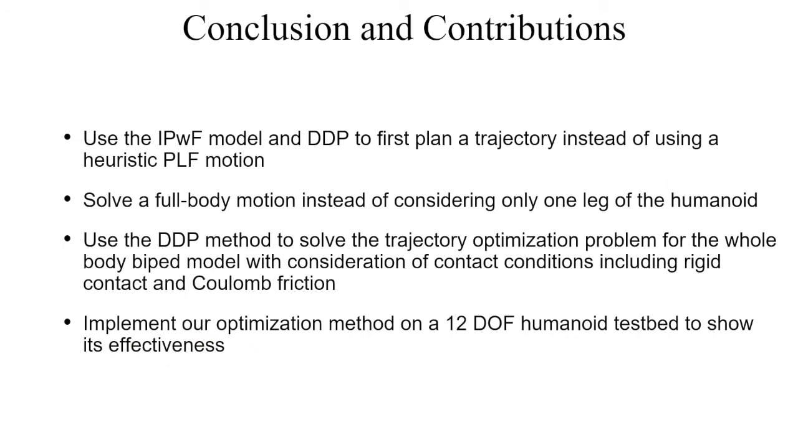Conclusion and contributions. So in our paper, we used the IPWF model with DDP to first plan a trajectory instead of using a heuristic parachute landing motion. We also solve a full body motion instead of considering only one leg of the humanoid, like the previous paper. When we solve the whole body motion, we consider the contact constraint and the Coulomb friction constraint. Finally, we implement our optimization method on a 12 degrees of freedom humanoid testbed and show the effectiveness of our proposed approach.